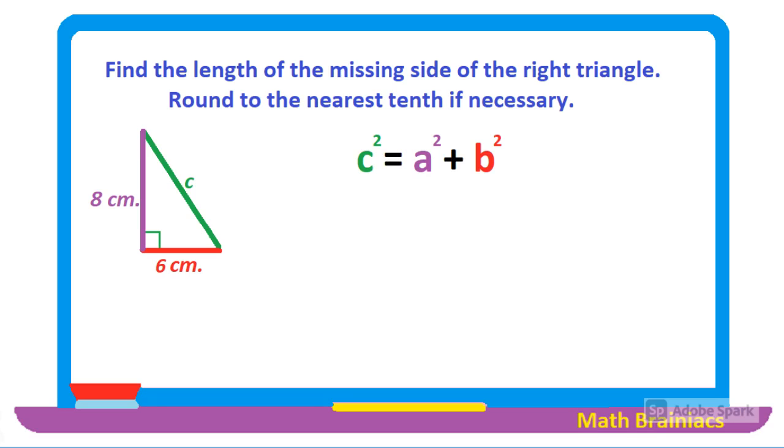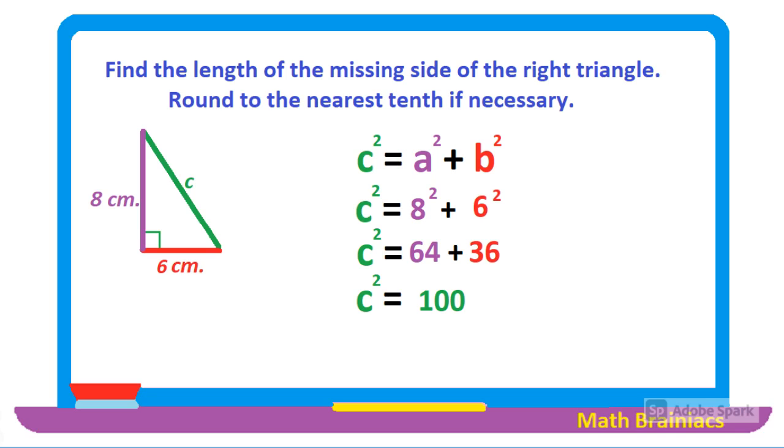Accordingly, we can apply the algebraic notation c squared is equal to a squared plus b squared. Applying the given values in the equation, it will give us c squared is equal to 8 squared plus 6 squared. Correspondingly, 8 squared is equal to 64 and 6 squared is equal to 36. Therefore, c squared is equal to 64 plus 36, which will give us 100.